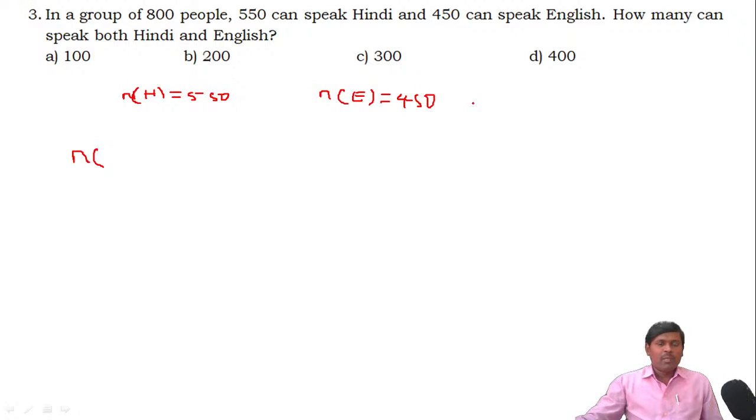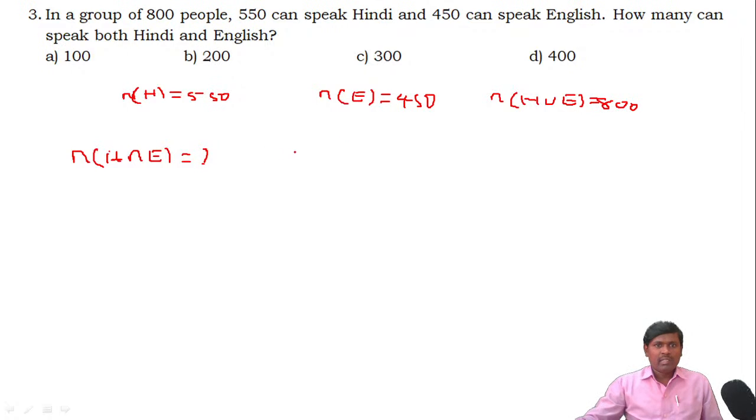The people who speak either Hindi or English, or both, is taken as n of H union E, which is equal to 800. We need to calculate how many can speak both Hindi and English, denoted as n of H intersection E, which is equal to question mark.